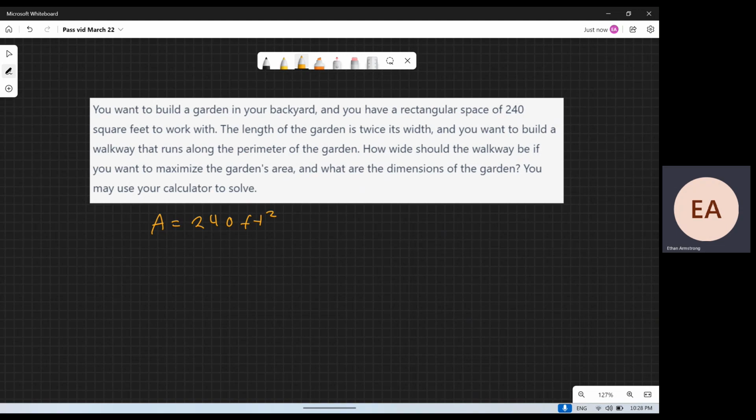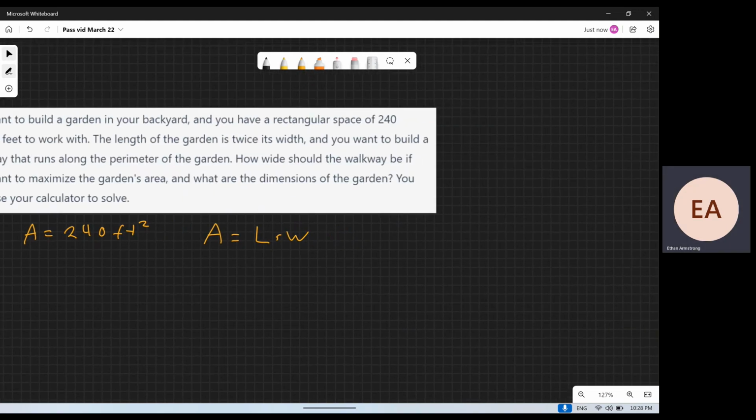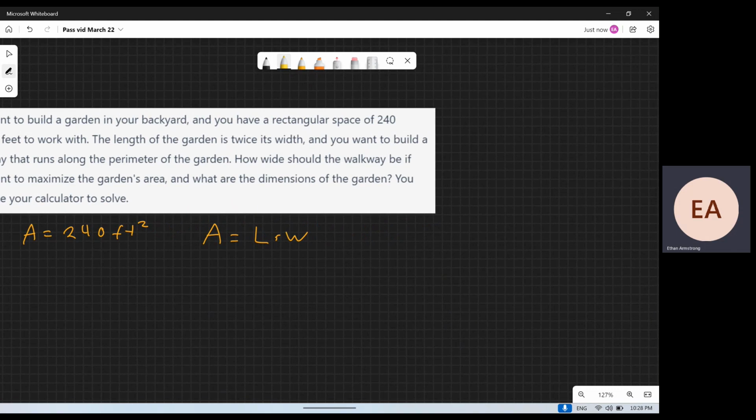So we have the area of the garden, which is 240 feet squared. And we know for a rectangle, the area equals the length times the width. And we also know that the length of the garden is twice the width. So the length equals 2w. So now we can sub that in to this equation here, and that allows us to turn this 3-variable equation into a 2-variable equation.